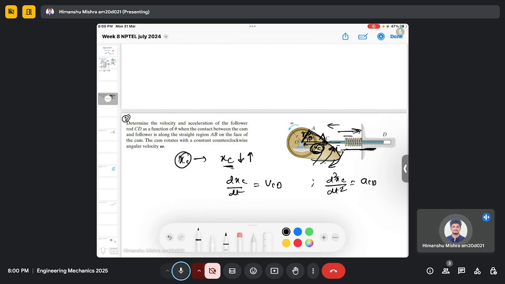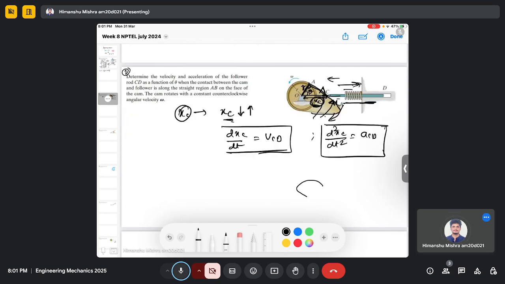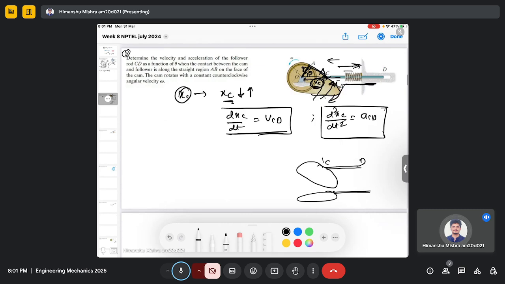So first we need to identify XC, take the time derivative of XC to find the velocity of CD, then again take the time derivative to find the acceleration of CD, because it will be like this. So this is my cam and this is CD. Now if it is rotated like this, it will move in the backward direction, and if it is rotating like this, it will move more to the right hand side. So this CD will keep oscillating in the x direction, and we need to find the velocity and acceleration of this oscillation in the x direction.